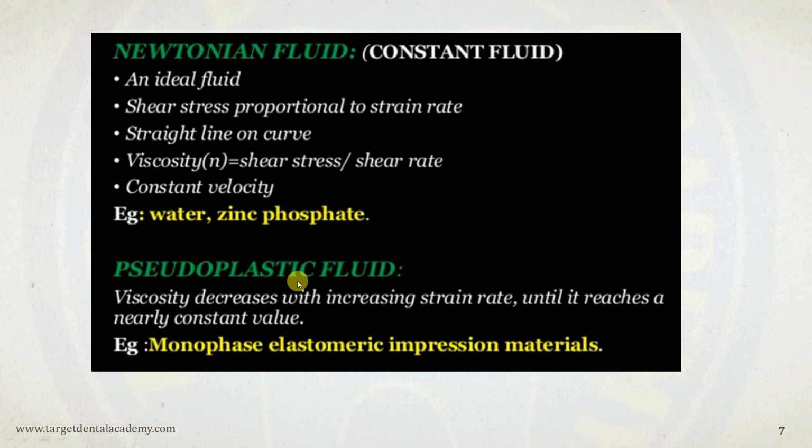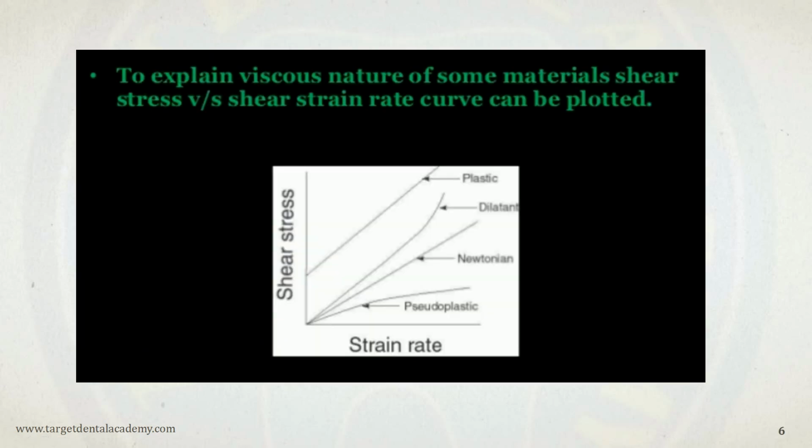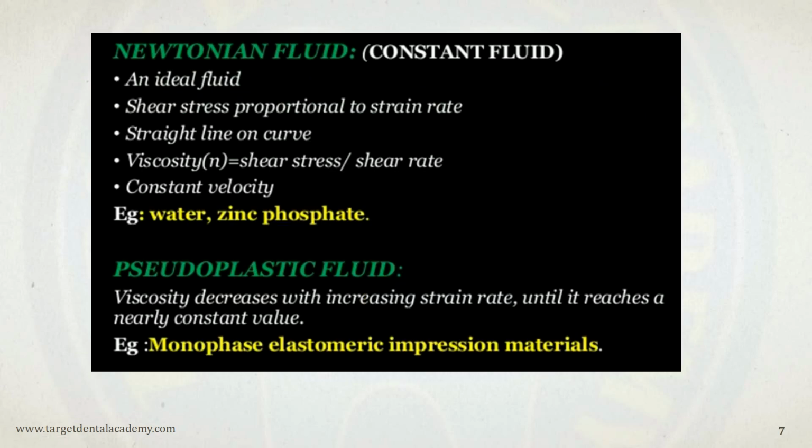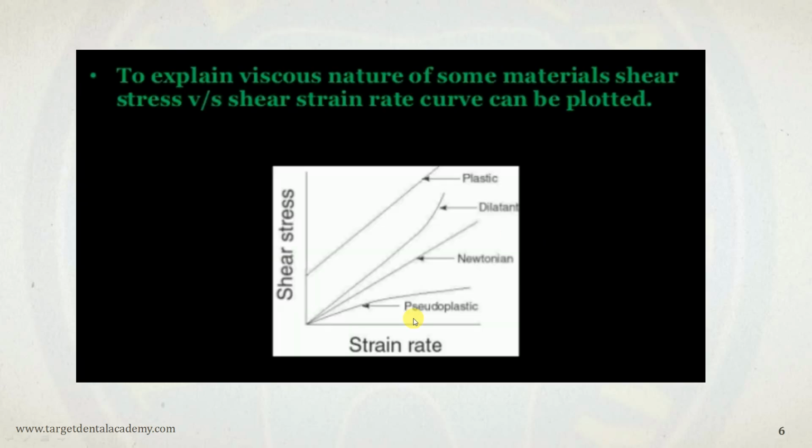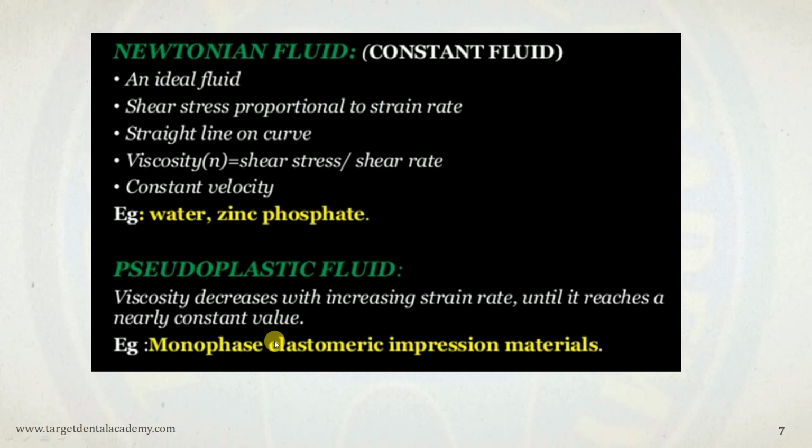Coming on to the pseudoplastic fluid, in this the viscosity decreases with increasing strain rate until it reaches a nearly constant value. Can you see this? It is nearly a straight line until it reaches its normal value. Can you see the bend over here? It is a straight line until it reaches the near constant value, and after that it gets deformed, or you can say it gets slightly bent. The example is the monophase elastomeric impression material.